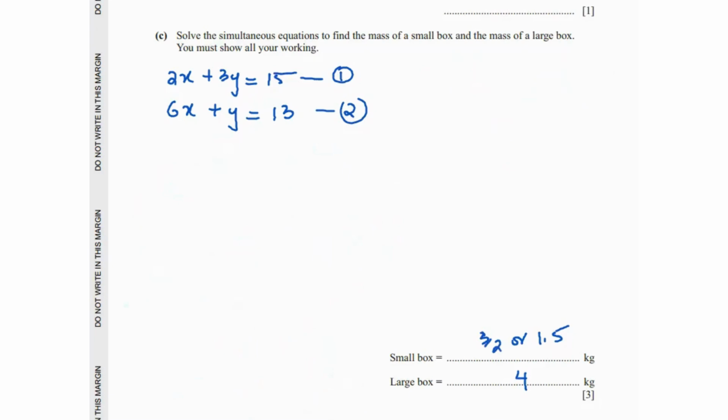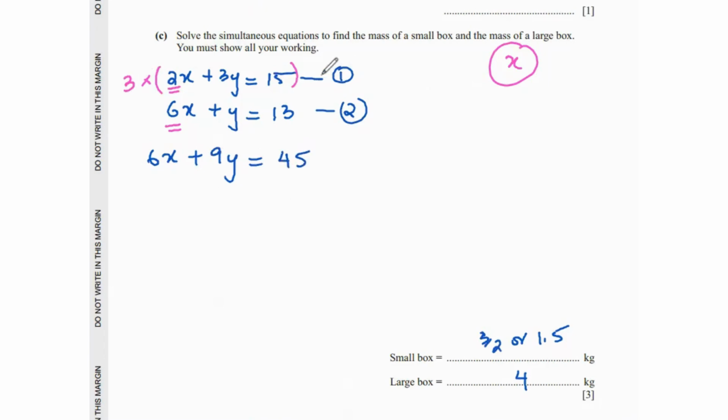So for that, first you need to pick the variable you want to eliminate. Let's say I want to eliminate x. So to eliminate x, I need to make sure that x has the same coefficient in both the equations. In the second equation, we have 6, and the first equation, we have 2. They're different. So to make them the same, I can easily multiply the first equation by 3, because 3 times 2 is 6. So that will give us 6x plus 9y equals to 45.